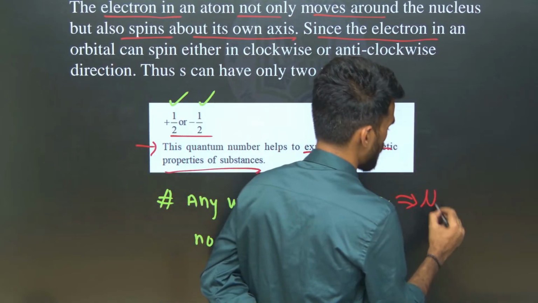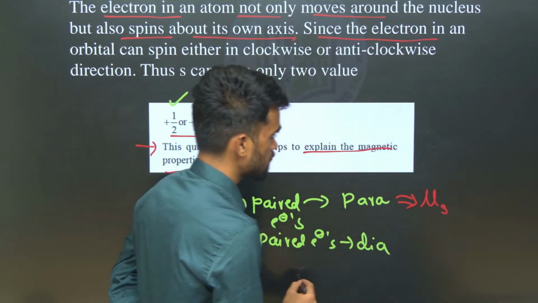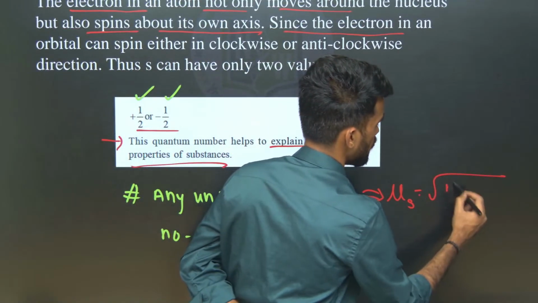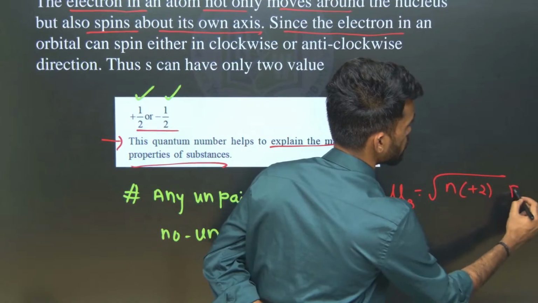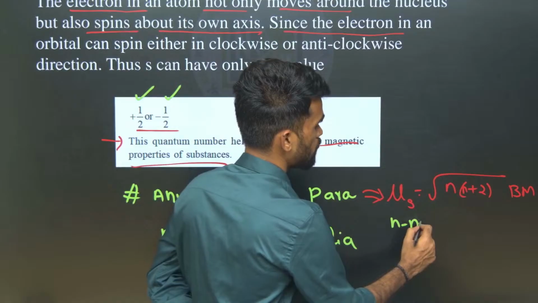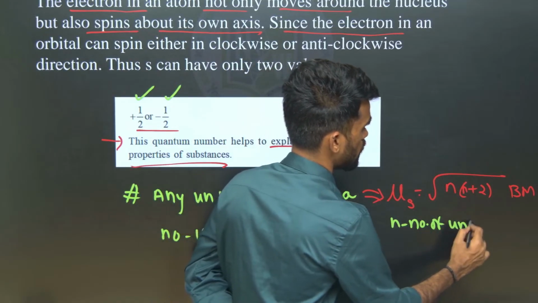The spin only magnetic moment, mu s, is calculated using this formula: root over n into n plus 2 Bohr magnetons. So what is this n here? n represents the number of unpaired electrons.